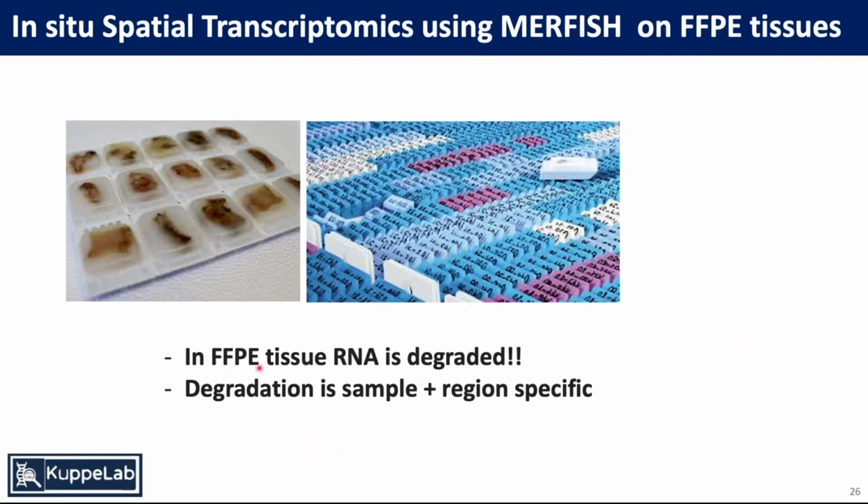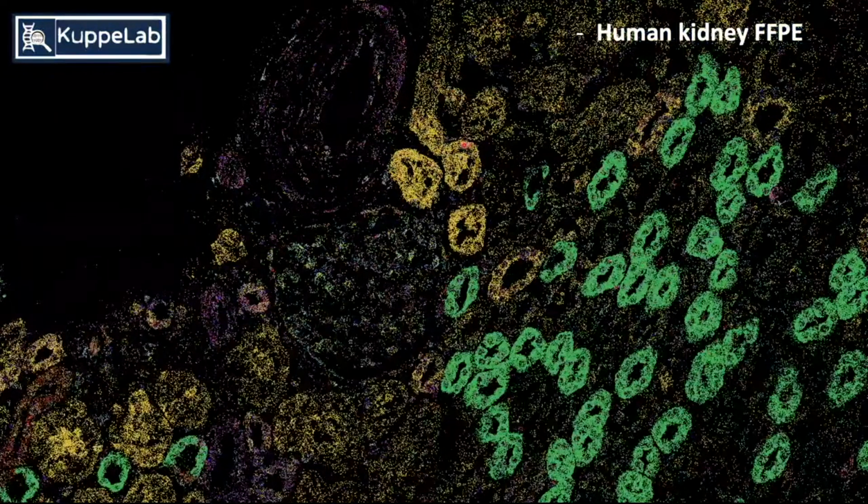We know, of course, that in those tissues the RNA can be degraded, and this degradation can be sample and region specific. But I will show you now examples of tissues where we were quite successful in using MERFISH, which I find really exciting. This is one example of the human kidney FFPE MERFISH that we've done.